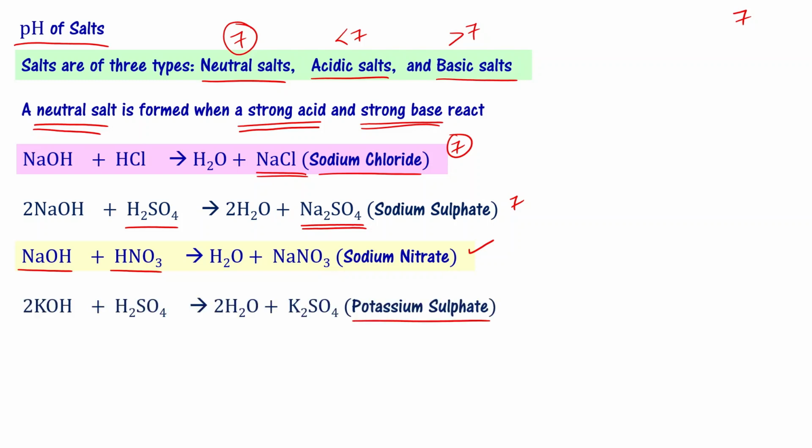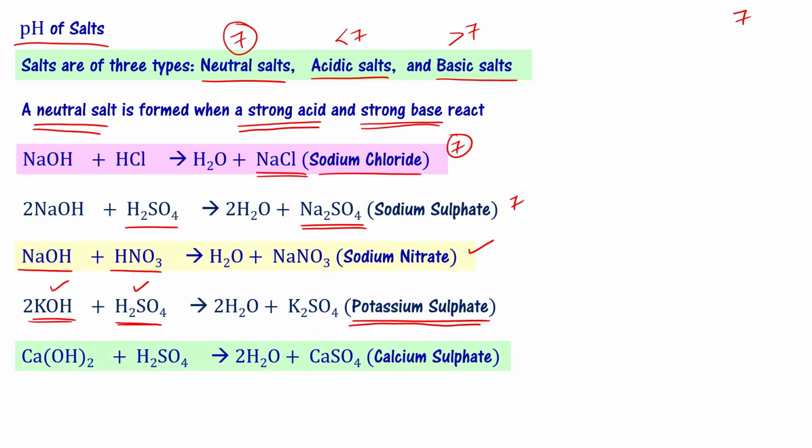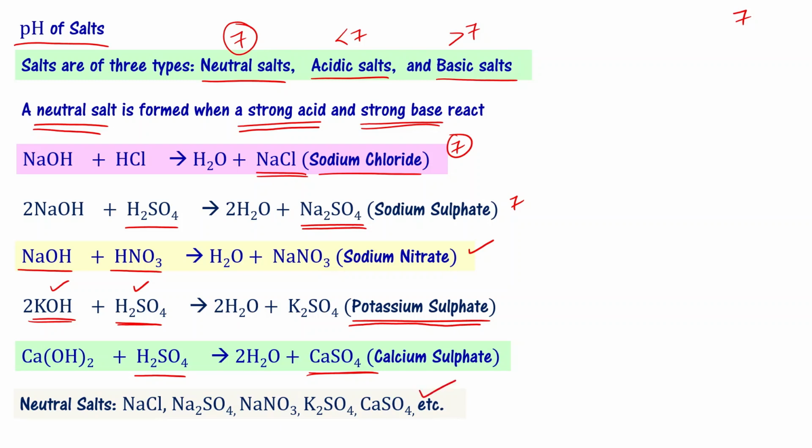Potassium sulfate is also a neutral salt. Why? Potassium hydroxide and sulfuric acid, these two are strong base and strong acid, right? When they react, the salt you get is a neutral salt. Calcium hydroxide, when it reacts with sulfuric acid, you get calcium sulfate. That is also a neutral salt. So these are a few examples of neutral salts and their pH is going to be equal to 7. Please note this. pH of neutral salts is 7.